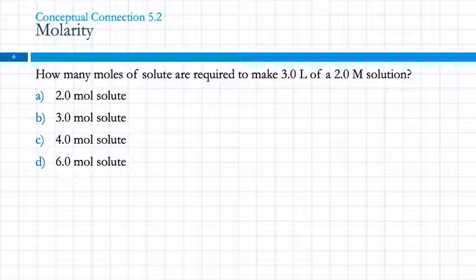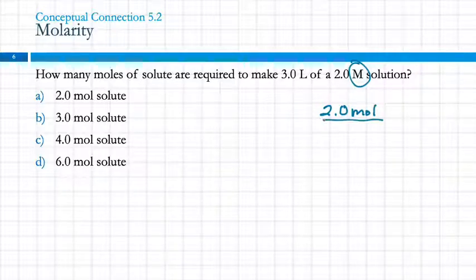So how many moles of solute are needed to make 3 liters of a 2.0 molar solution? So anytime you see this capital M, that's 2.0 moles per liter. So if I have 3 liters, how many moles do I have? Each liter has 2 moles. If I have 3 liters, 6 moles, right? So I need 6 moles of solute.